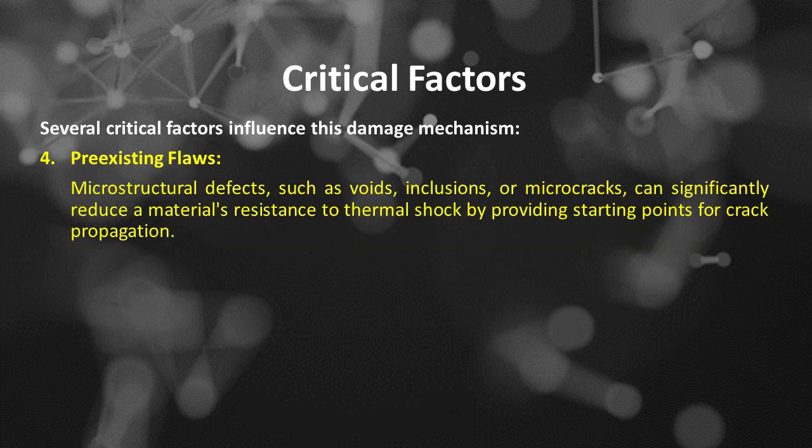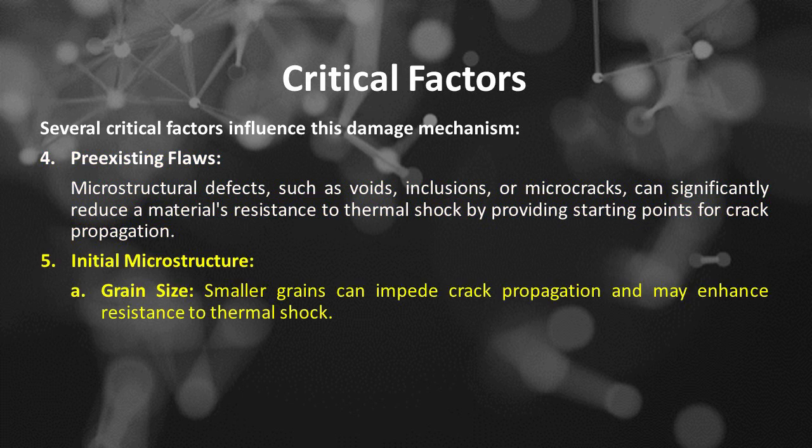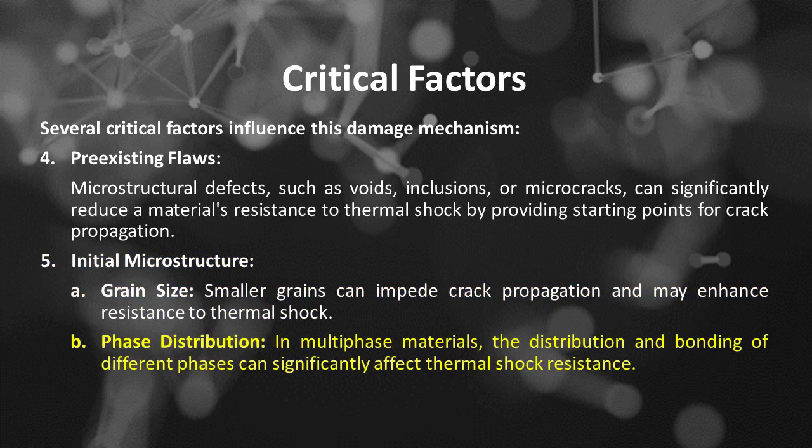Irregular geometries can create stress concentrators, leading to localized thermal shock susceptibility. Number 4 is pre-existing flaws. Microstructural defects, such as voids, inclusions, or microcracks, can significantly reduce a material's resistance to thermal shock by providing starting points for crack propagation. Number 5 is initial microstructure, including, the first is grain size. Smaller grains can impede crack propagation and may enhance resistance to thermal shock. The second is phase distribution. In multiphase materials, the distribution and bonding of different phases can significantly affect thermal shock resistance.